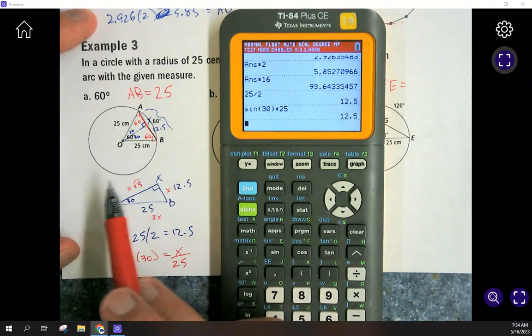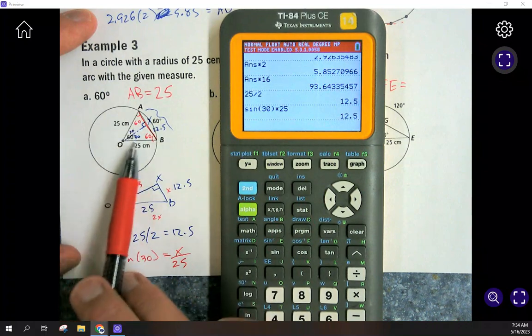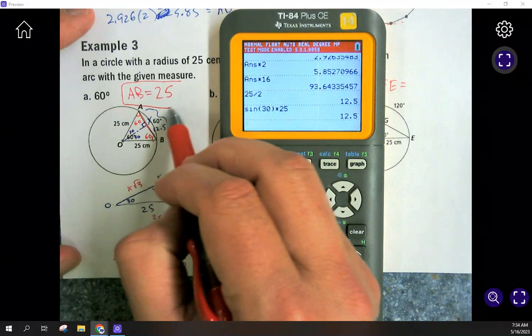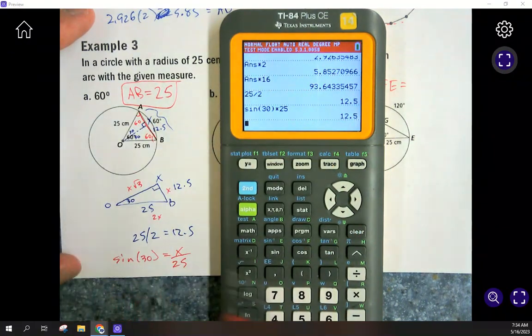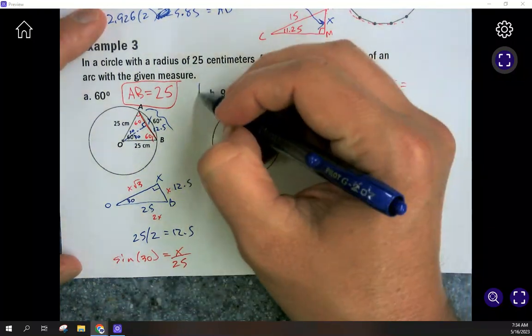So you can do 30, 60, 90. You can use sine, cosine, tangent. You could use your knowledge of isosceles and equilateral triangles. In the end here, we ended up with 25. So when you have a 60-degree arc, a 60-degree angle, it creates all these different opportunities for you. So what happens when we have a 90-degree?